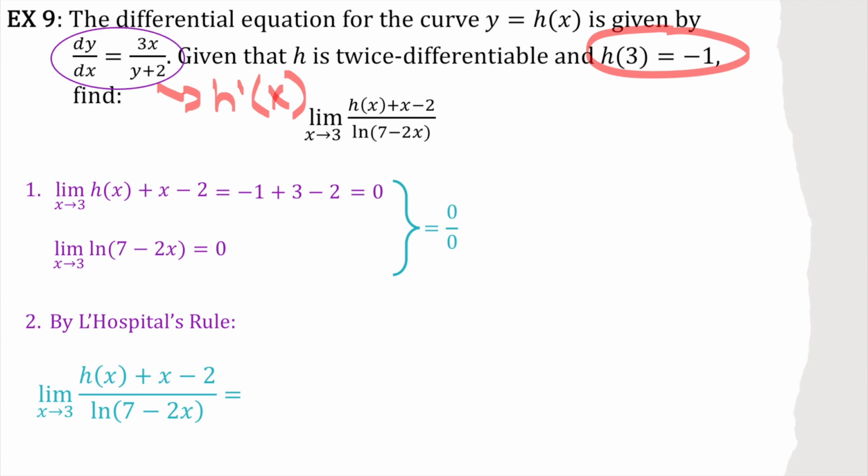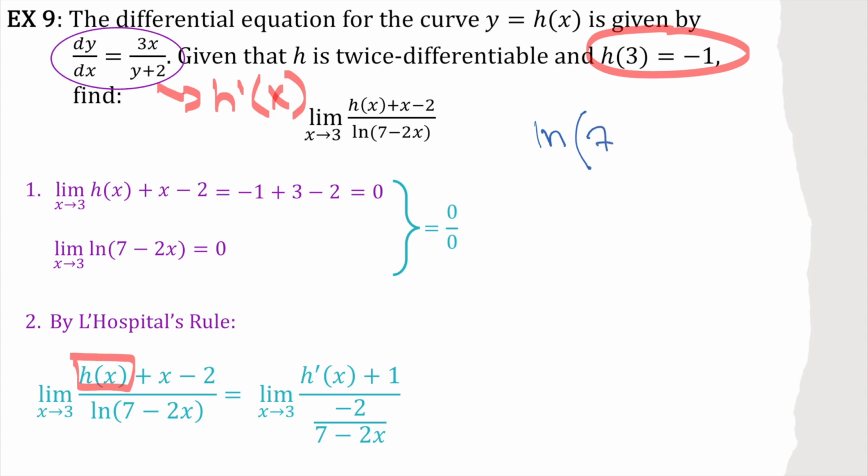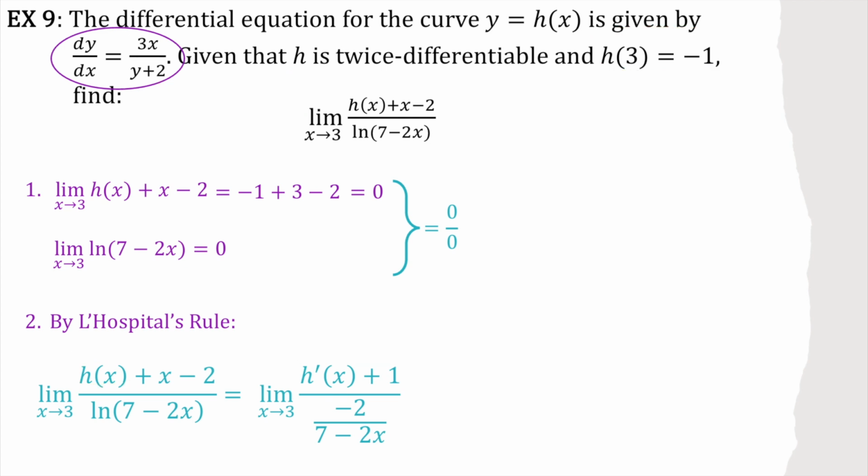When we take the derivative of the top, h is just going to become h prime, and then x will be a 1. And then the bottom, let me just do that over here for a second. So if we're taking the derivative of ln of 7 minus 2x, we are going to use the chain rule. So the derivative of ln is 1 over x, but we're going to do 1 over, keep the bottom the same, times the derivative of the inside, which is -2.